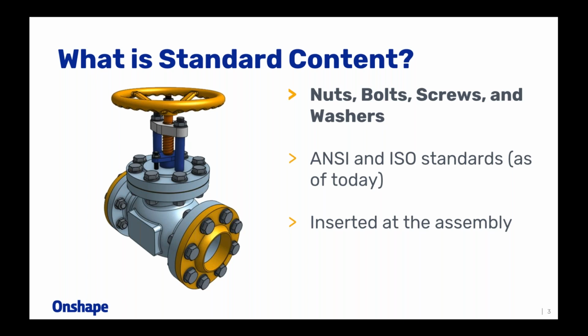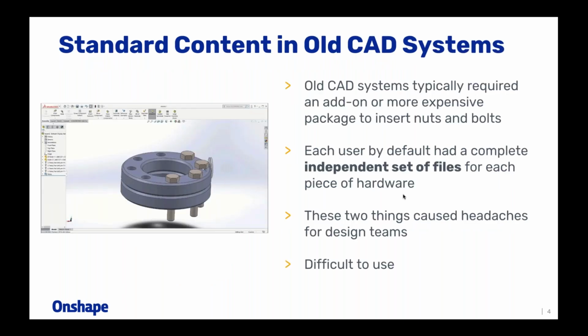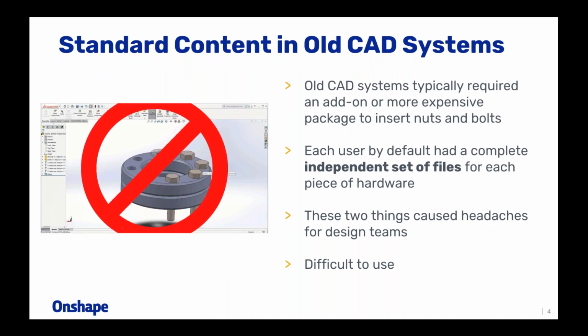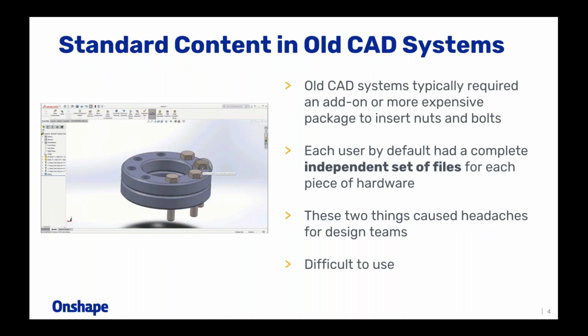When you click Insert in the assembly, you will see a new option there at the top for standard content. What I want to get into is why this is different than what you may have used in the past. If we look at something like SolidWorks, and SolidWorks is one system, but there are many, they often required a separate add-on or a separate package to have a library of nuts and bolts. That was often a crux of this system, because if you worked in a team, in a company, and you wanted a library of nuts and bolts, everyone had to have the upgraded package or add-on. So that was one thing to consider.